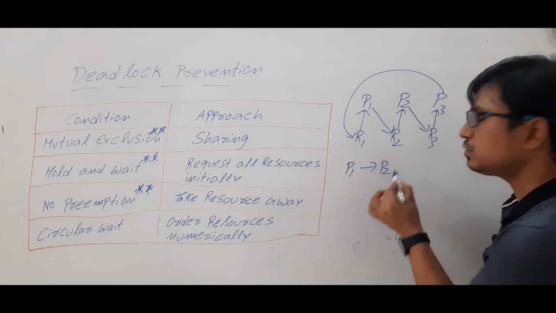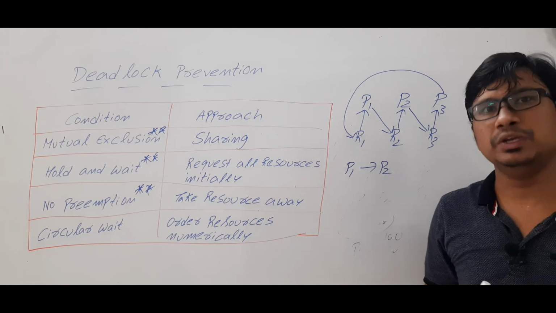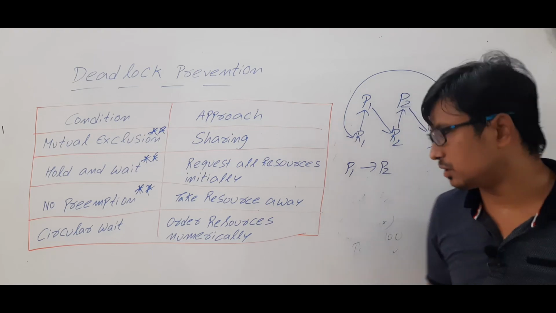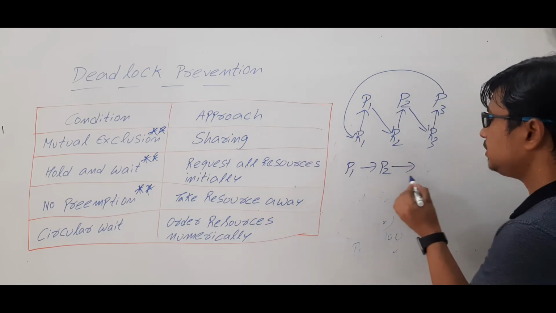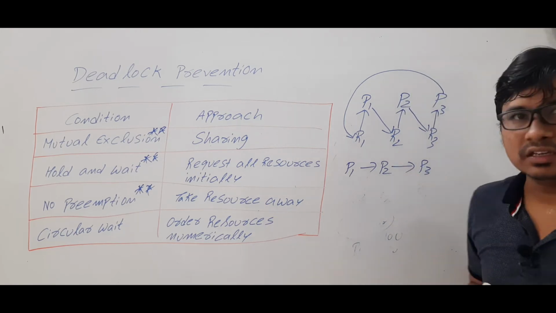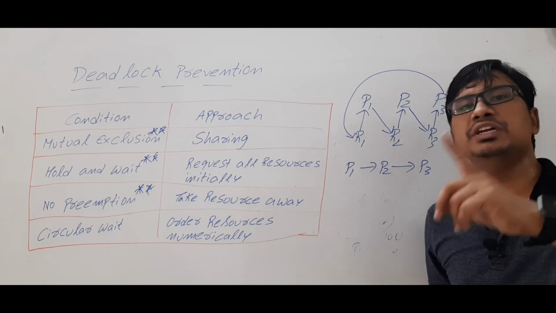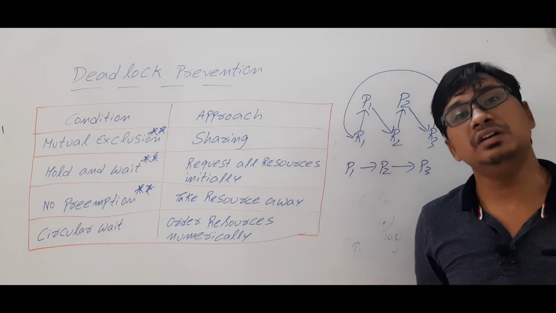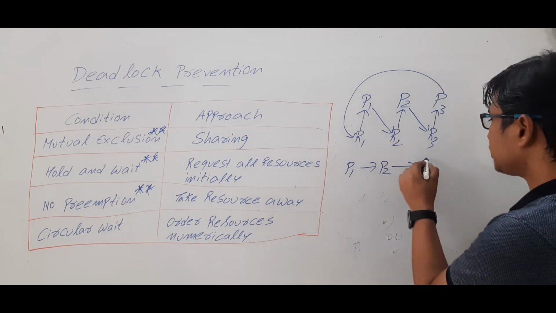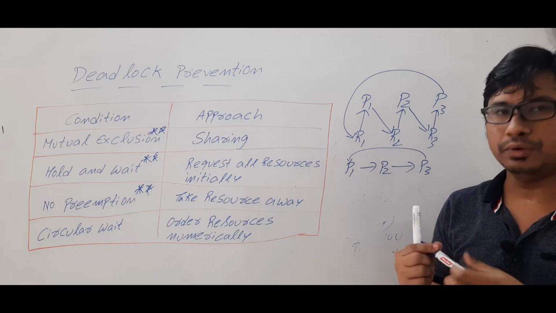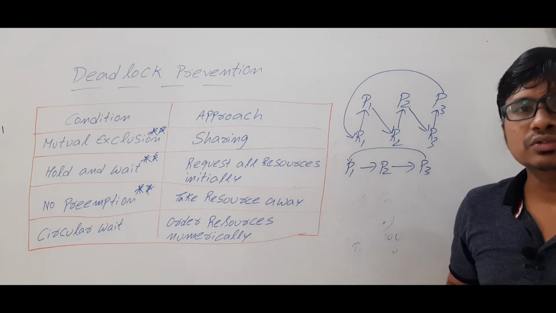That resource R2 is with process P2. So, process P1 is waiting for process P2 to release resource R2. Similarly, process P2 needs resource R3. That resource is with process P3. So, process P2 is waiting for process P3 to release resource R3. Similarly, process P3 is waiting for process P1 to release resource R1.